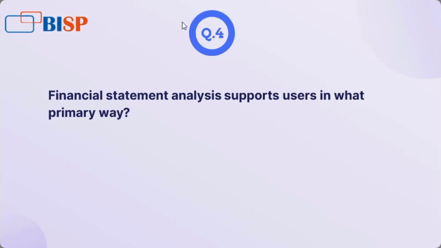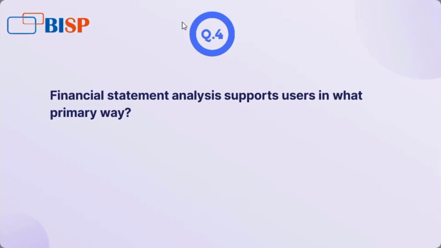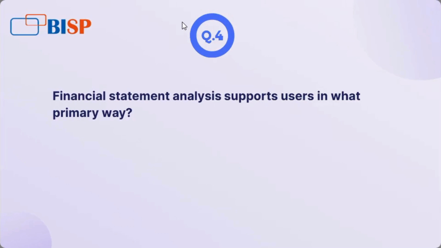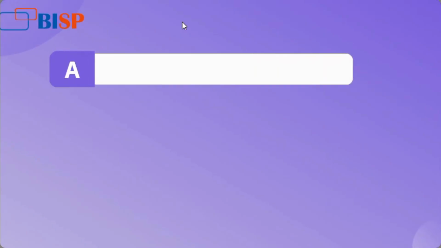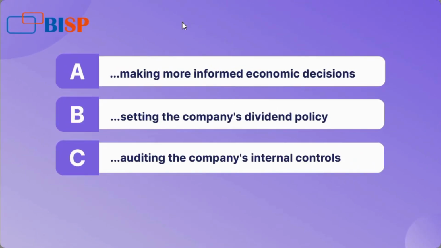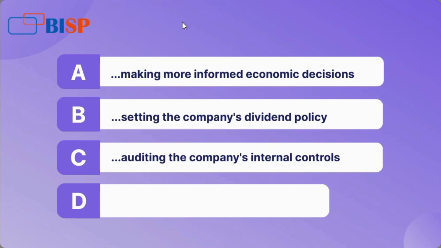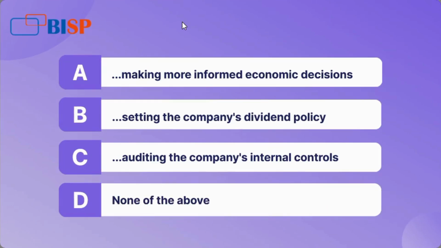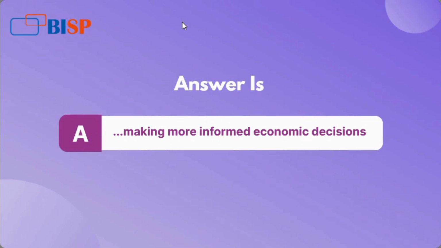Financial statement analysis supports users in what primary way? A. Making more informed economic decisions. B. Setting the company's dividend policy. C. Auditing the company's internal controls. D. None of the above. Answer is A. Making more informed economic decisions.